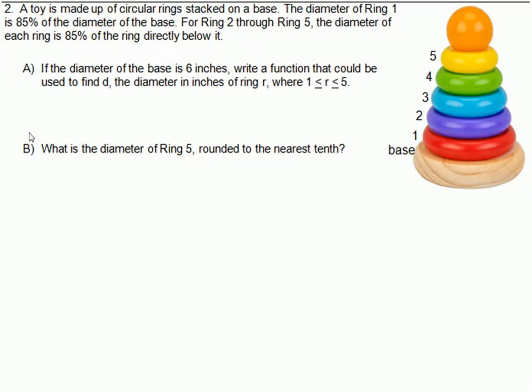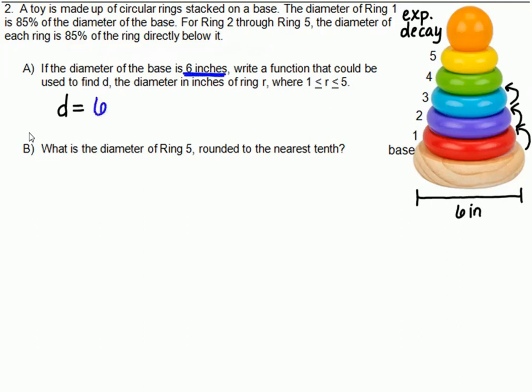So notice that if we start at the base, which has a diameter of 6 inches, and then we work our way up, each time the rings are getting smaller by 85%. So this is an example of exponential decay. Let's try to write our function. This time they want us to use D to represent the diameter, so I'll start with D equals. The initial value or beginning amount is our base, which has a diameter of 6 inches.